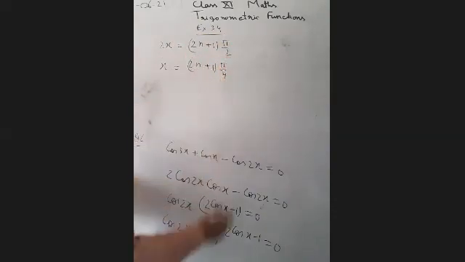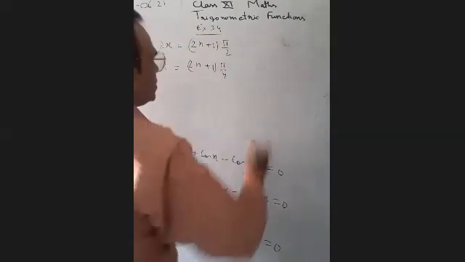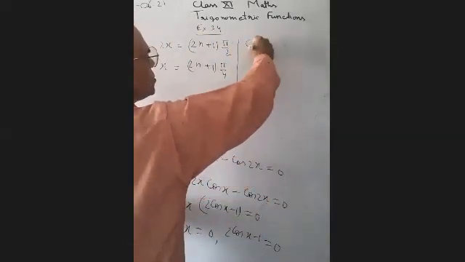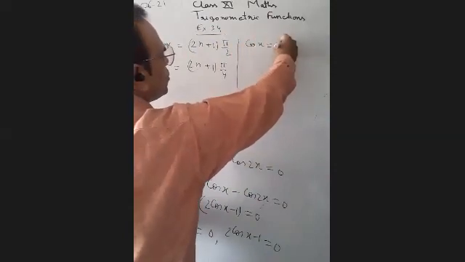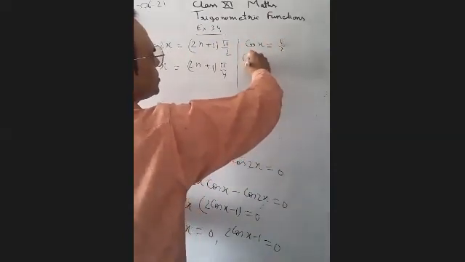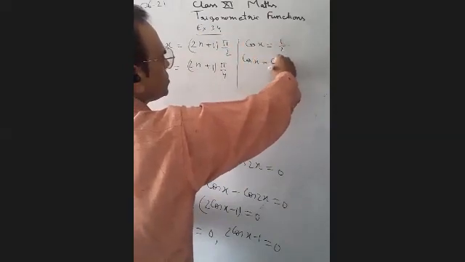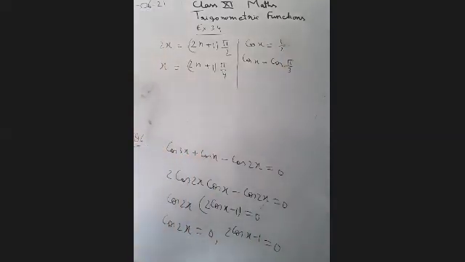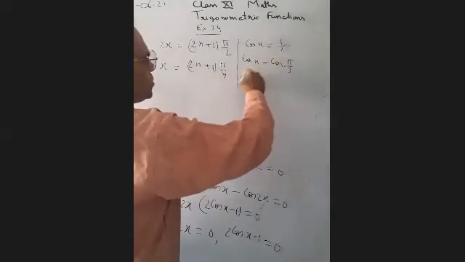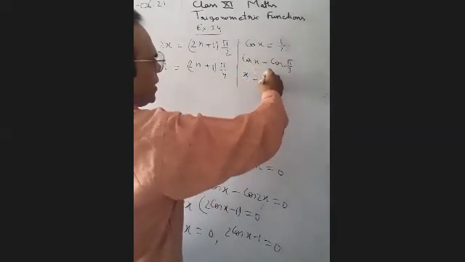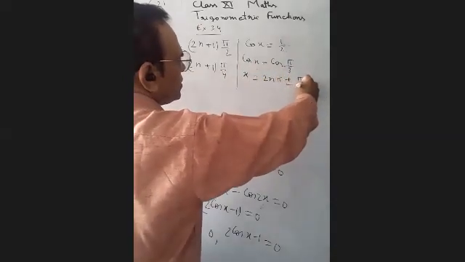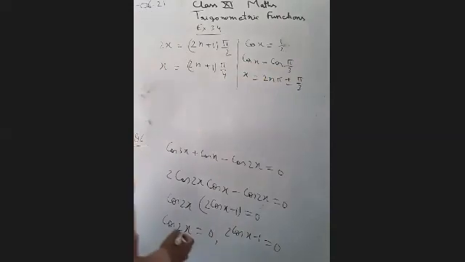So that is one solution. In case of the second one, 2 cos x minus 1 is equal to 0, so cos x is equal to 1 upon 2. 1 upon 2 means cos x is equal to, you can write, cos pi by 3. Cos 60 is equal to 1 upon 2. Now you can use the formula of cos x is equal to cos y. So x is equal to 2n pi plus or minus pi by 3. Right?